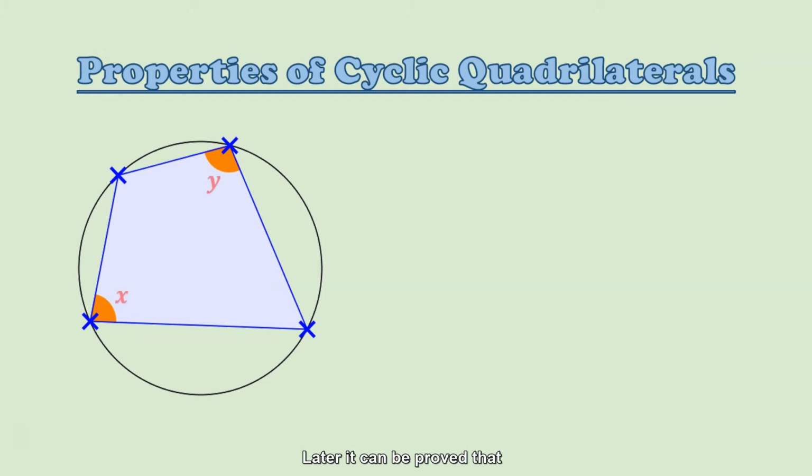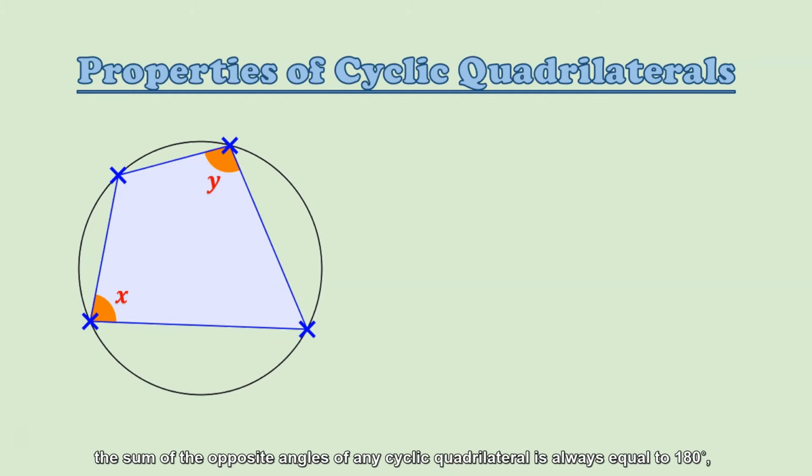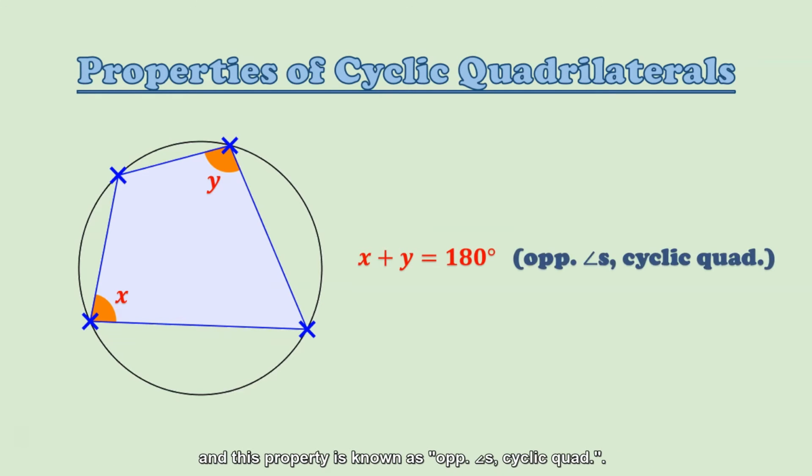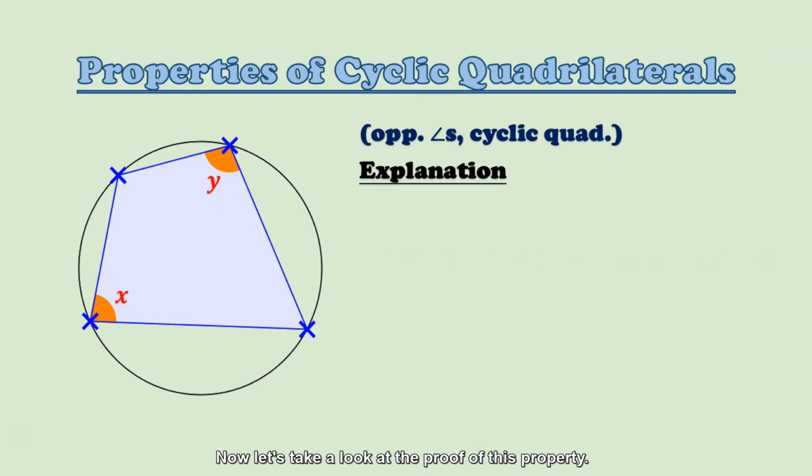For a cyclic quadrilateral, there is a special property for its opposite angles. Later it can be proved that the sum of the opposite angles of any cyclic quadrilateral is always equal to 180 degrees, and this property is known as opposite angles cyclic quad. Quad, Q-U-A-D, stands for quadrilateral. Now let's take a look at the proof of this property.